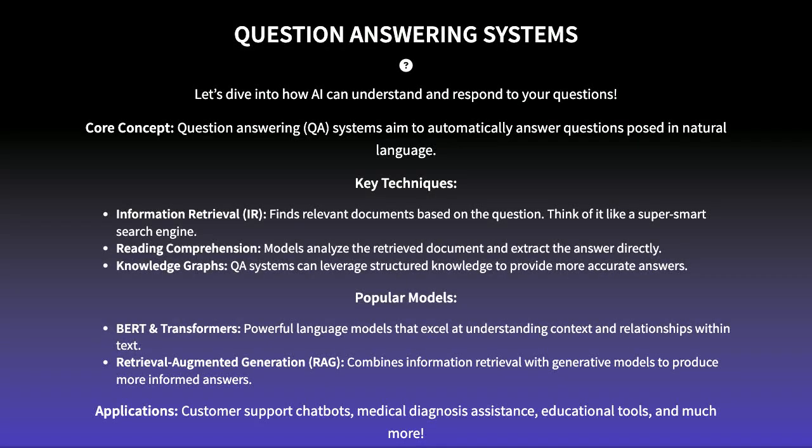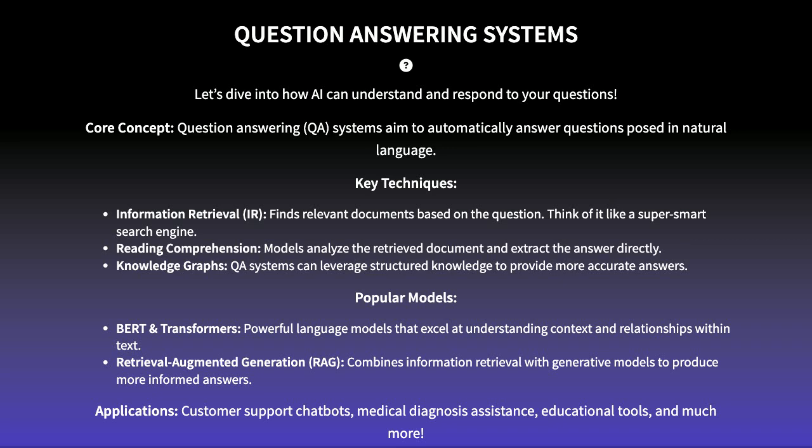Okay, so let's talk about question answering systems. They're all about getting AI to understand what you're asking and then give you a helpful answer. The basic idea is that we need to first find the relevant information, often by searching through a bunch of text, like documents or web pages. Then, the model needs to actually read this information and pull out the specific answer you're looking for. It's a bit like having a super smart assistant who can quickly find and summarize key facts.